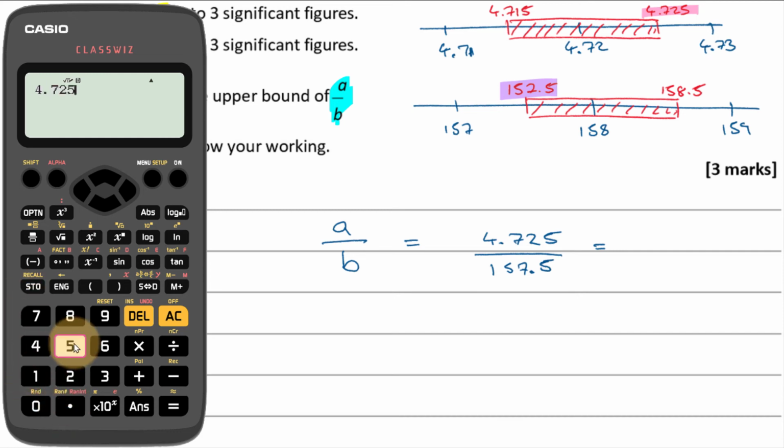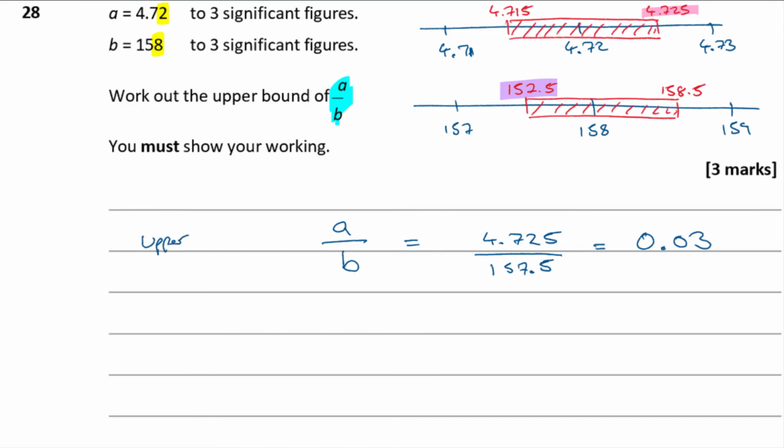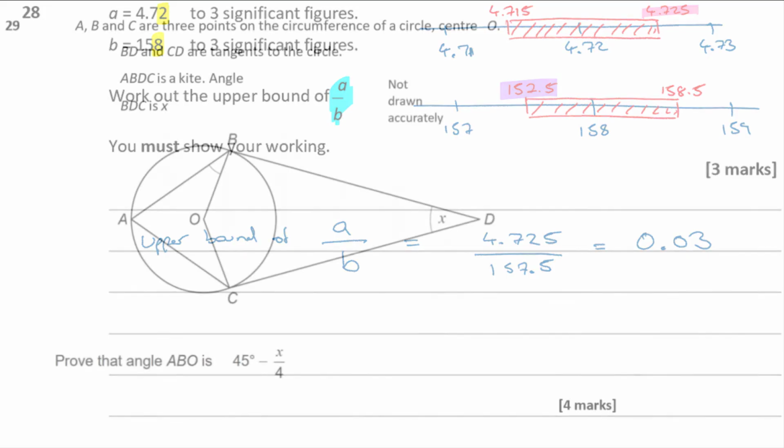So 4.725 divided by 157.5, that comes out to be 0.03. Okay, so that is my upper bound. So that is my upper bound of A over B. It's 0.03. Okay. Question 29.